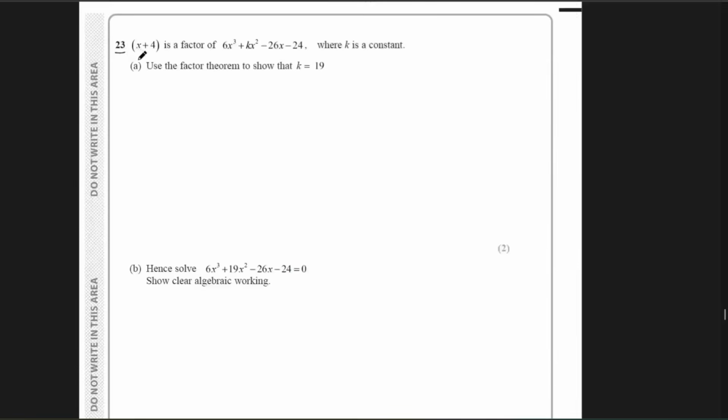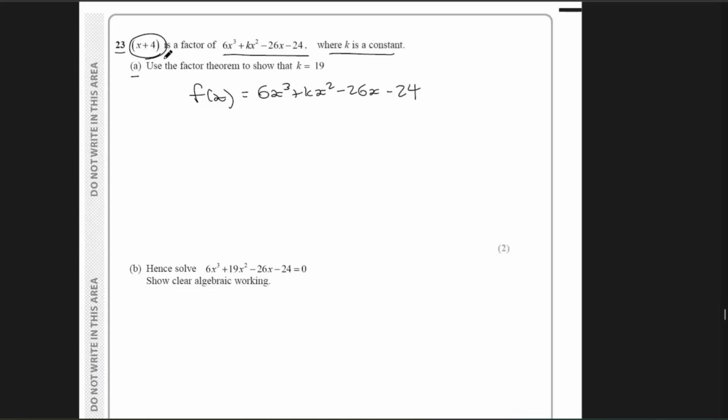Let's look at question 23. X plus 4 is a factor of this cubic expression. We have an unknown k here, kx squared, where k is a constant. Question A, use the factor theorem to show that k is equal to 19. The function f of x is equal to 6x cubed plus kx squared minus 26x minus 24.